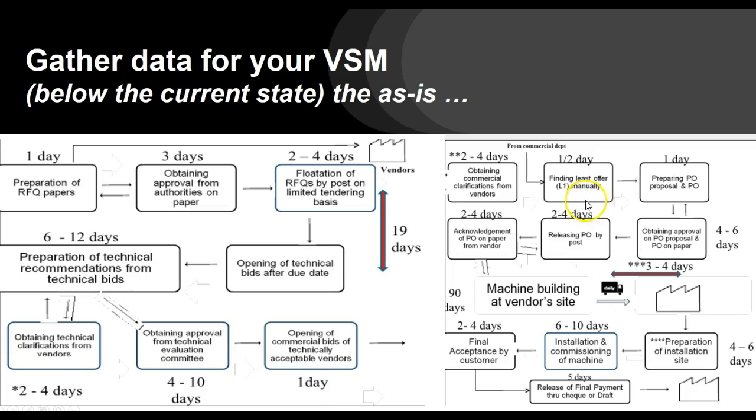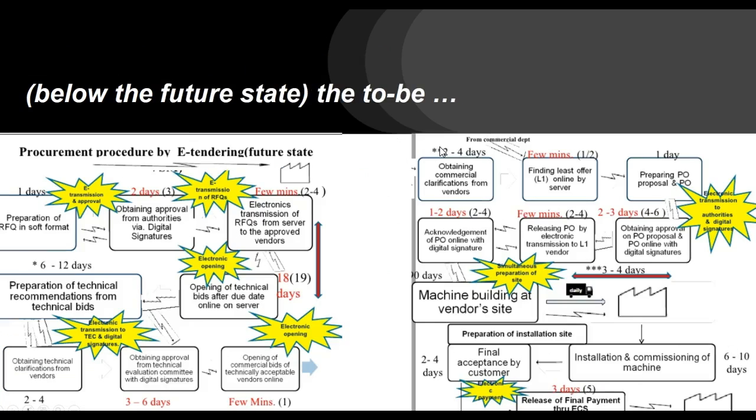And then obviously whatever we're going ahead and ordering has to be created. So obtaining the clarification from the vendor, finding the least offer manually, then preparing the purchase order, acknowledging the purchase order, releasing the purchase order, and then the vendor's building, and then final acceptance by the customer, and so forth. That's the as is today, right?